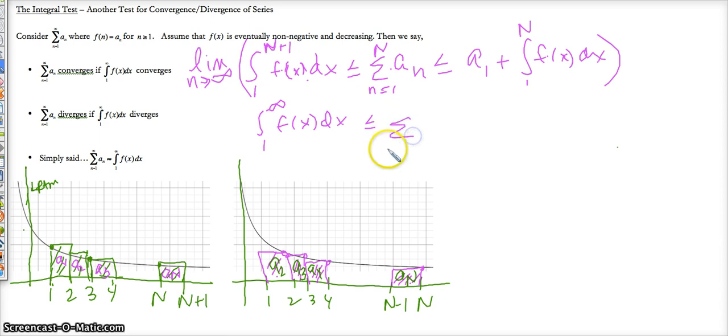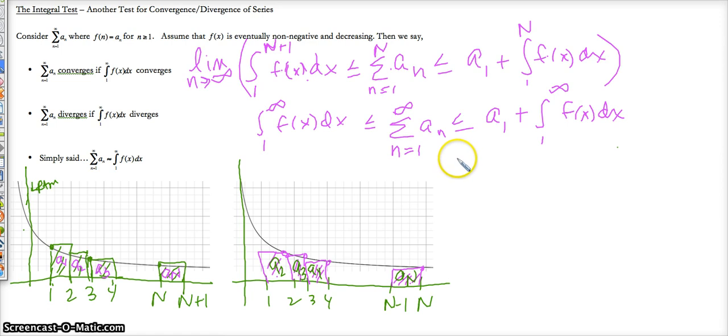The sum as n equals 1 to infinity of a sub n is less than or equal to a sub 1, which is a finite number, and then to the integral from 1 to infinity of f of x dx. Okay? Now let's take a look at what that's saying to us. This series is squeezed somewhere in between here and here, right?